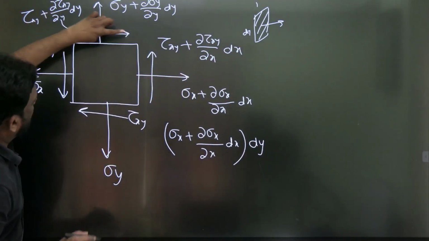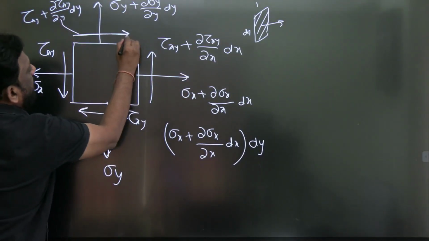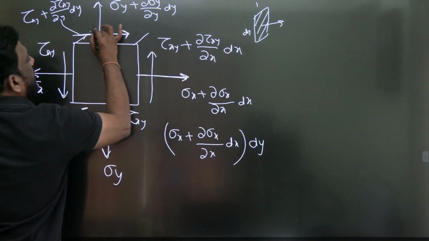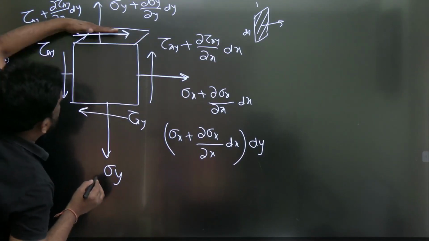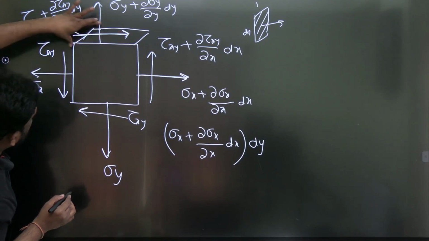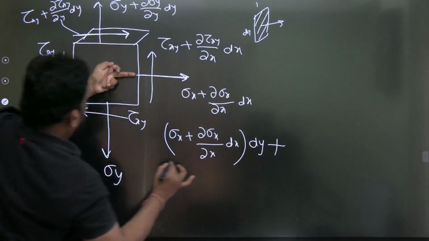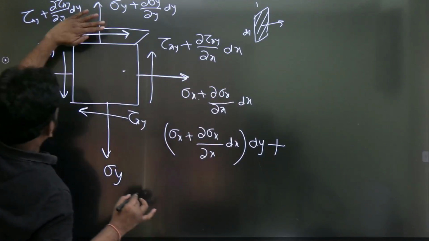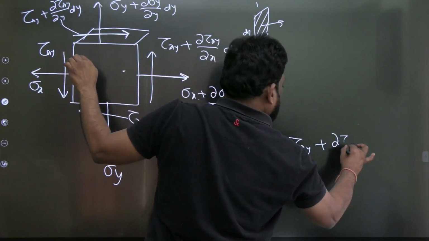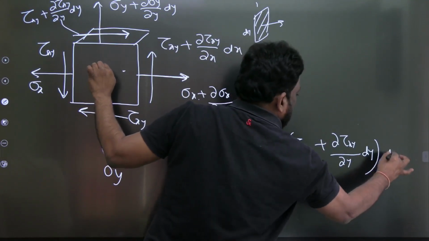And there is one more rightward. Total rightward should be equal to total leftward. This is rightward, this is rightward. Please note down that the width is taken as 1. So this shear is acting. What is this length? dx. So this stress into area, what is that area? dx into width 1. So you multiply this with dx into 1. Plus, why plus? Because this is in the rightward direction. So therefore tau xy plus dou tau xy by dou y dy into dx into 1.